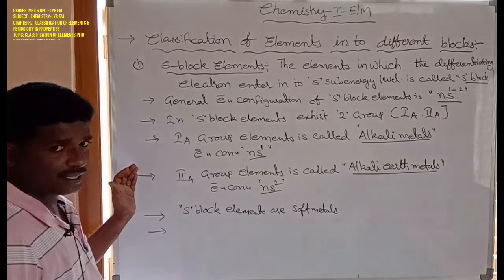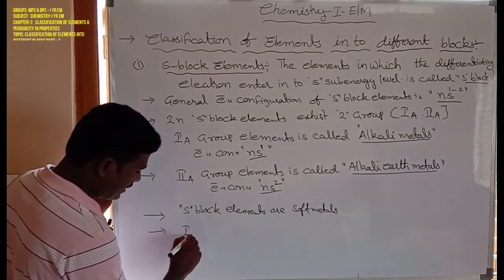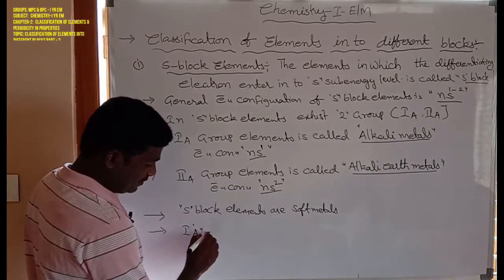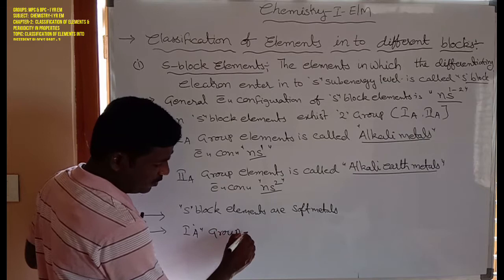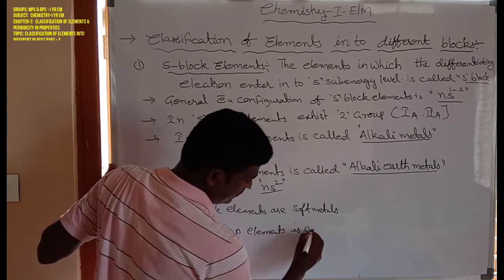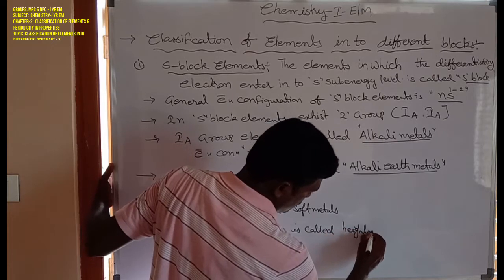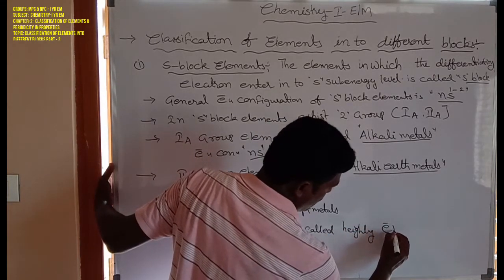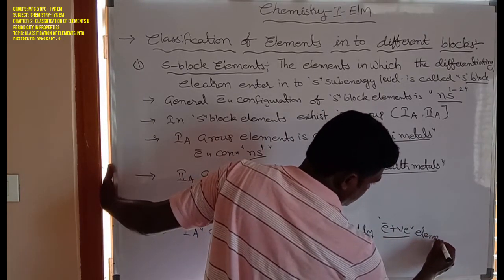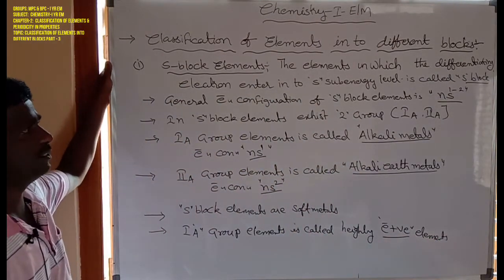The first A group elements are the highly electropositive elements in the modern periodic table. They are called highly electropositive elements because they are highly reactive with other elements. That is the properties of the S block elements.